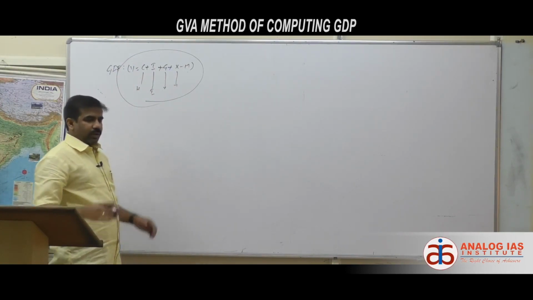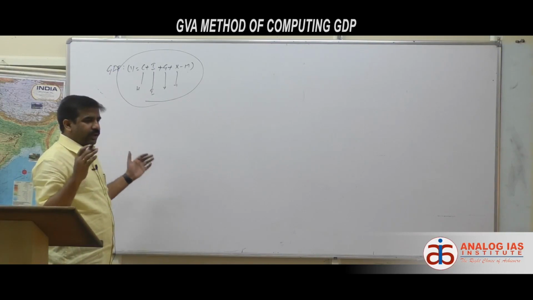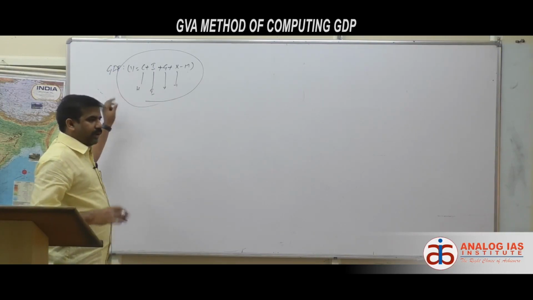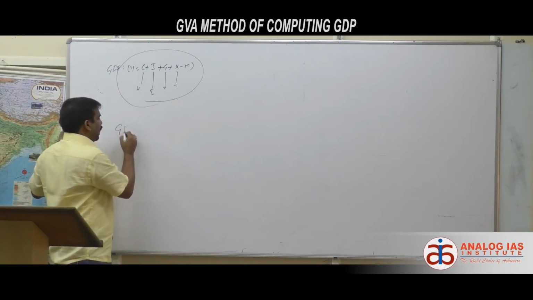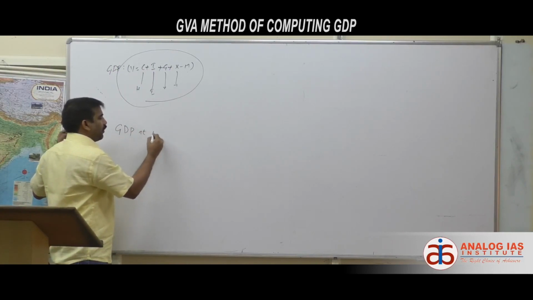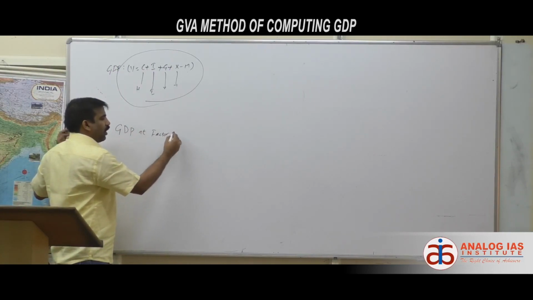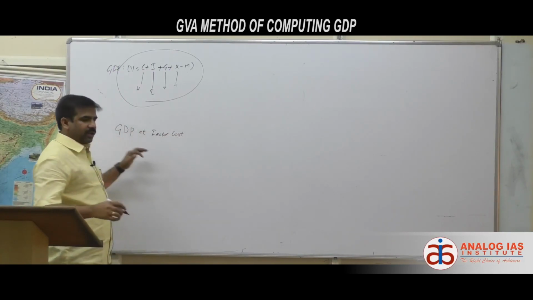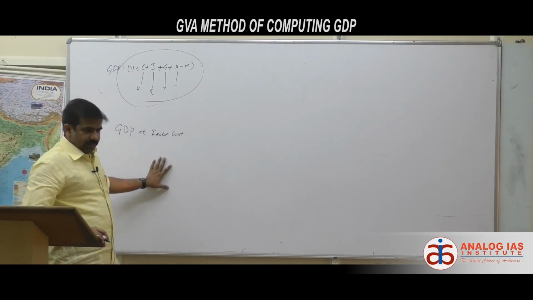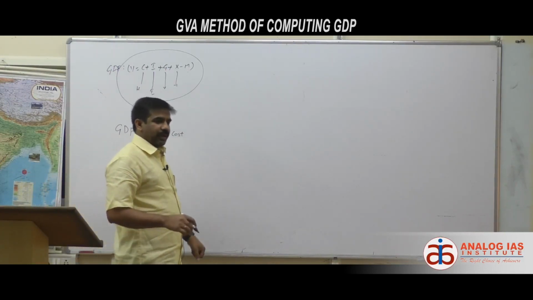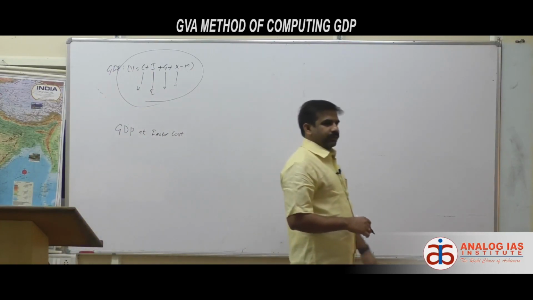So the procedure in India when it comes to GDP is, we in India used to calculate GDP at factor cost. So now you are clear with the difference between factor cost and market price. This is how we used to calculate GDP until 2015.